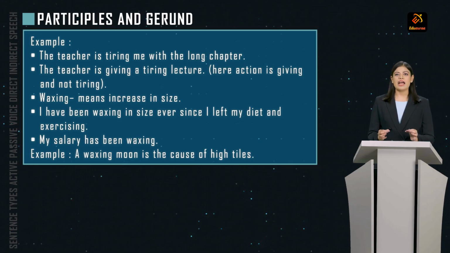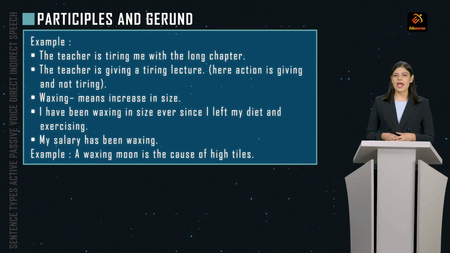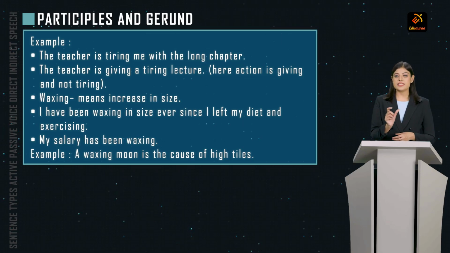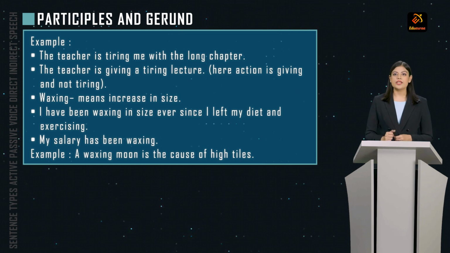But let's say I change the sentence. I say, the teacher is giving a tiring lecture. Now what happened in this sentence? Teacher is still my subject. But what's my action here? The action is giving. The action is not tiring anymore. Action is giving. What is she giving? She's giving a lecture. Lecture becomes my object. Objects are nouns. We already studied that. So lecture is nothing but noun.